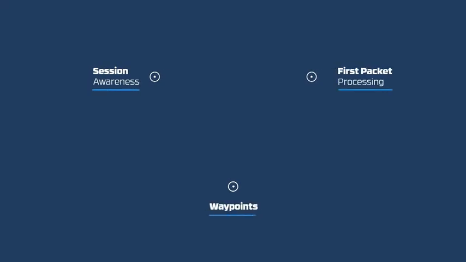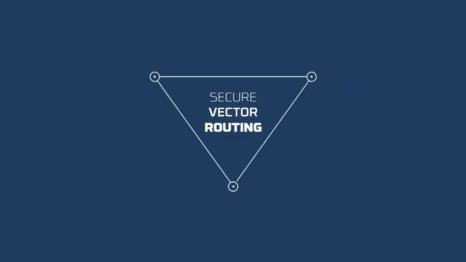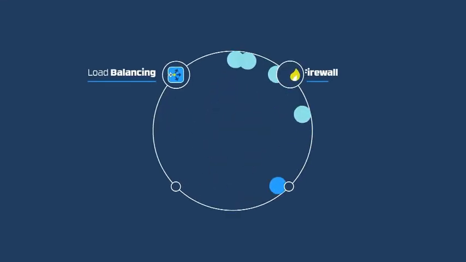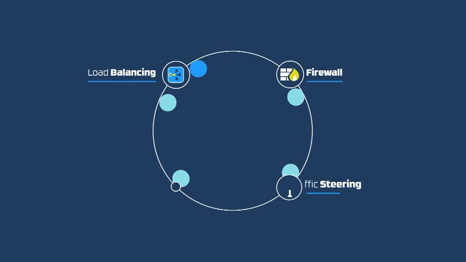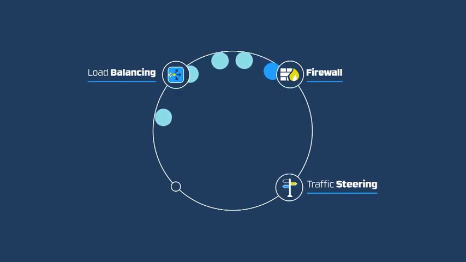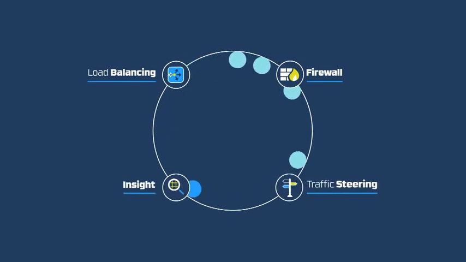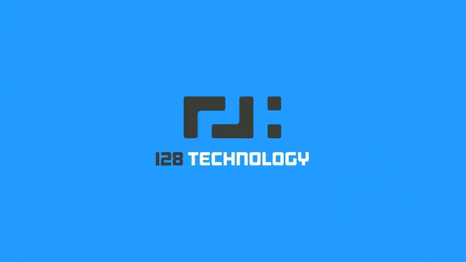These session-based concepts, session awareness, first packet processing, and waypoints are the building blocks of a highly disruptive networking paradigm. We call it secure vector routing. It allows you to put load balancing and firewall security in every step, traffic steering across the network, and gain rich, deep insights into your network services. It's a completely new way to think about routing, and it's from 128 Technology.